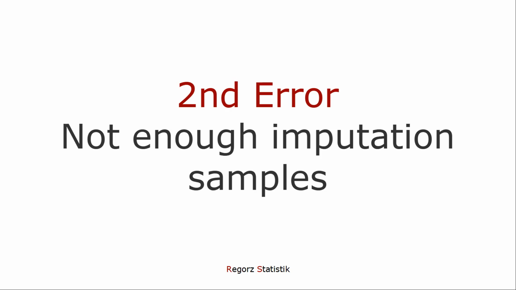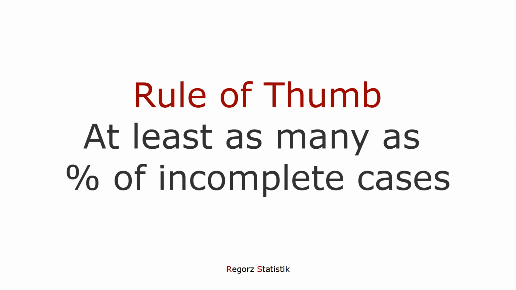Second error, you're not using enough imputation samples. There's a rule of thumb, you should use at least as many imputation samples as you have a percentage of incomplete cases. So if you have 15% cases where at least one variable is missing, then you should at least use 15 imputation samples. One source for that error is that most imputation programs have a default value for the number of imputation samples that's quite low. So probably you will have to increase the number of imputation samples compared to the default of your program.